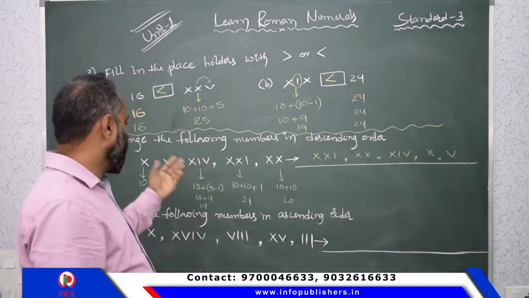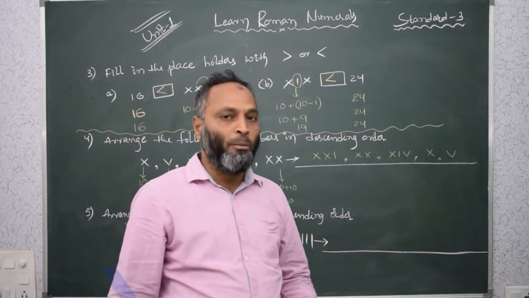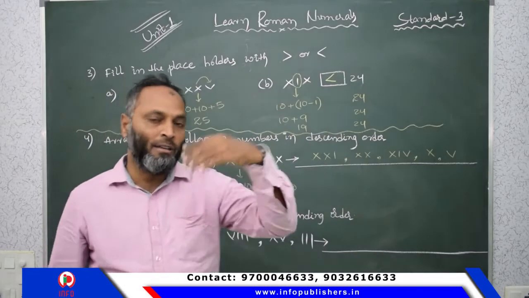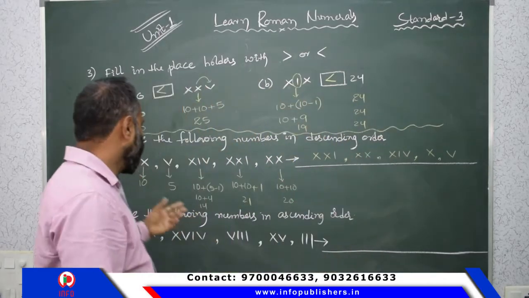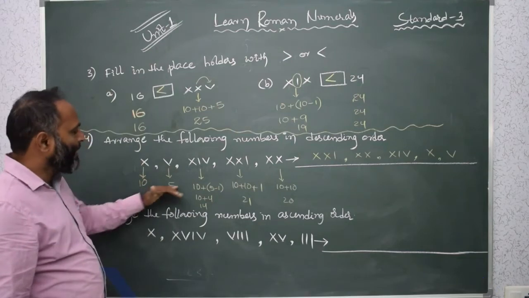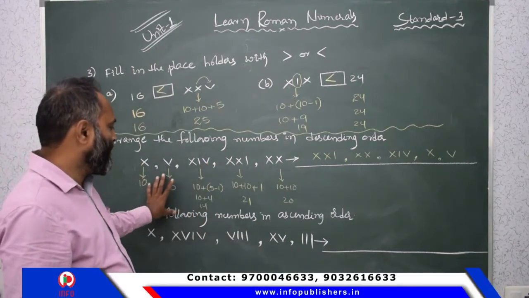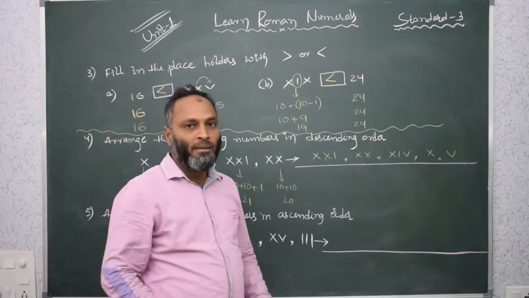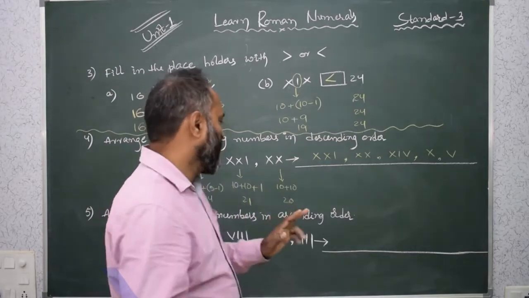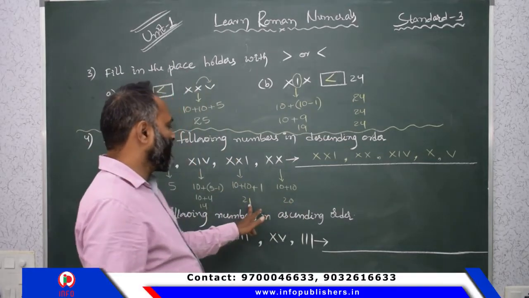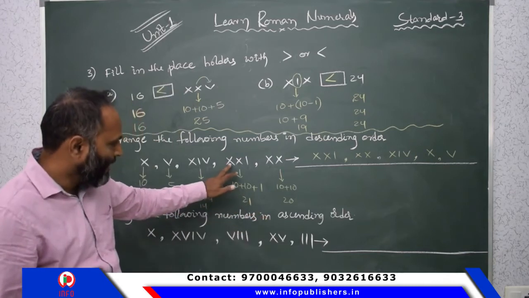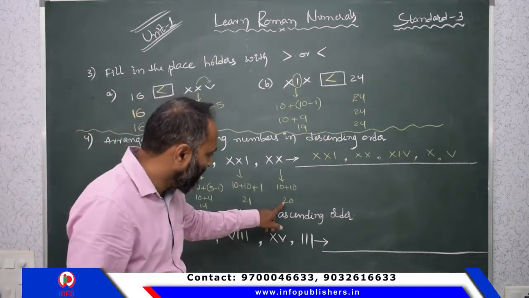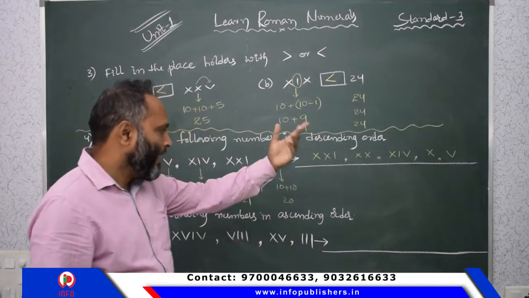first we have to convert the Roman numerals into Hindu-Arabic numerals, applying the 4 rules. According to whichever rule it fits, you decide and write. After converting these Roman numerals into Hindu-Arabic numerals, then descending order means decreasing order, from bigger to smaller. In all these five, 21 is the biggest, that is XXI. And a little bit smaller is 20, that is XX. And after this, which one?